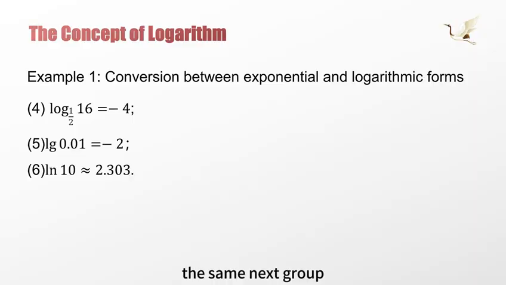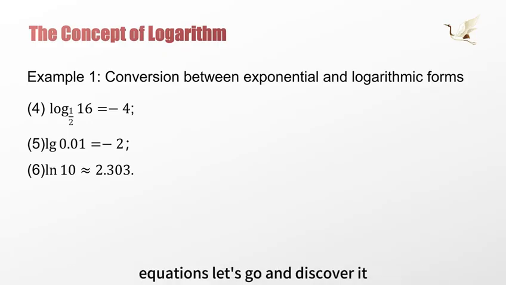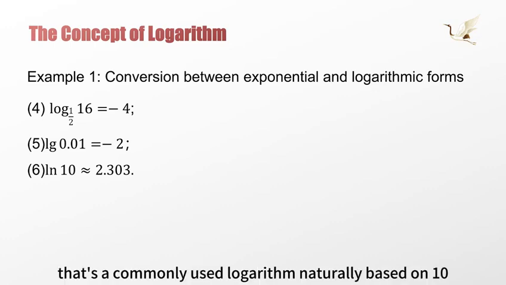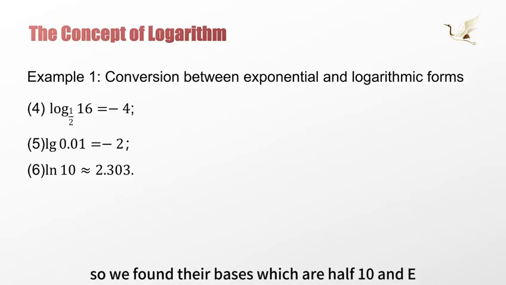The same goes for the next group. This set of exercises actually aims to convert logarithmic equations into exponential equations. Let's go and discover it. The 4th question has a base of a half. What about the 5th question? lg 0.01 is equal to -2. That's a common logarithm, naturally based on 10. The 6th question, ln 10, is approximately equal to 2.303, so this is a natural logarithm and can be considered base e. So we found their bases, which are a half, 10, and e.